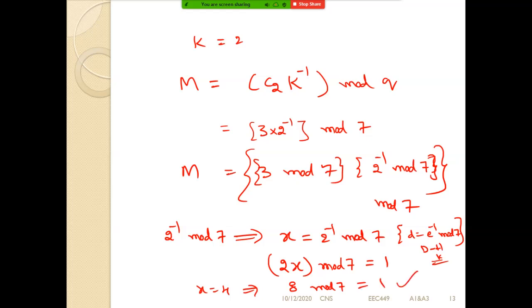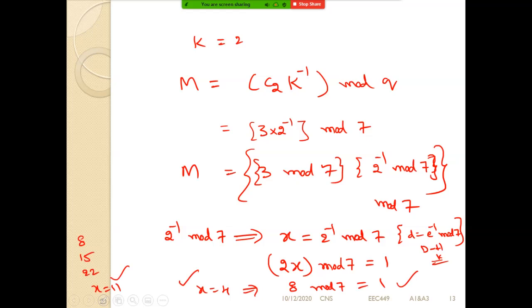Another case, what can be the another case of x? We should get 8. 11. No, 11 is not for, okay, 22. You are saying X is 11. Okay, correct. So x can be 11 also because 11 into 2 is 22. So 7 times 3 is 21, remainder will be 1. So either x is equal to 4 we can use, or x is equal to 11 also we can use.